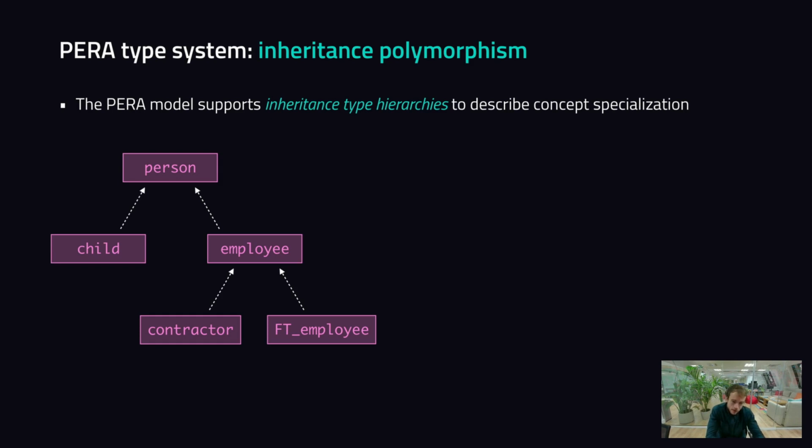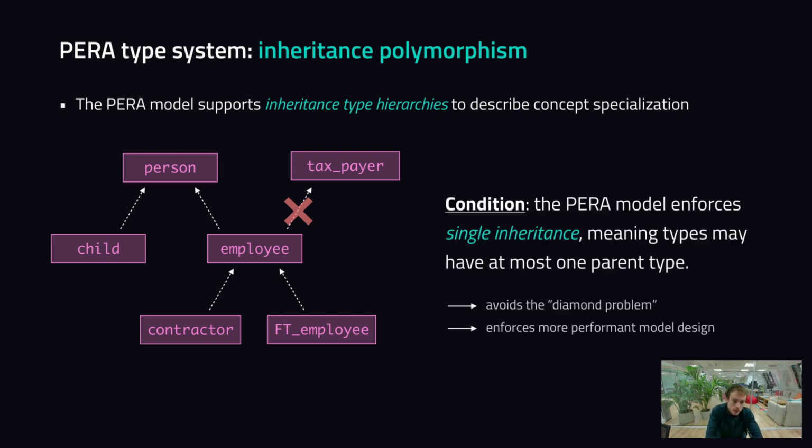What we cannot do is declare multiple parent types in the inheritance hierarchies. So this is the first condition you'll meet here. It's a condition of so-called single inheritance, which is enforced by the Pyrrha model, and it means that types can have at most one parent type in the data model.